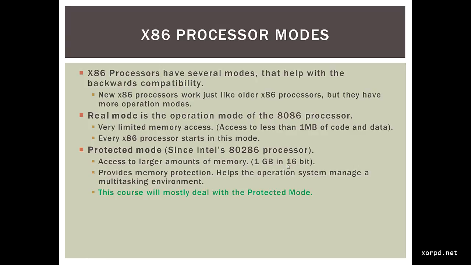The protected mode of the x86 processor helps the operating system to handle these kinds of situations where many programs have to work side by side in the same system. For example, it helps the operating system to protect the memory. That means that if I have two programs that run at the same time, they cannot corrupt each other's memory. If one program fails, it only fails alone. It doesn't fail the other program, for example.